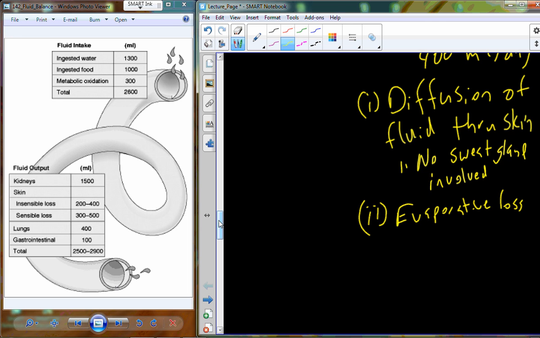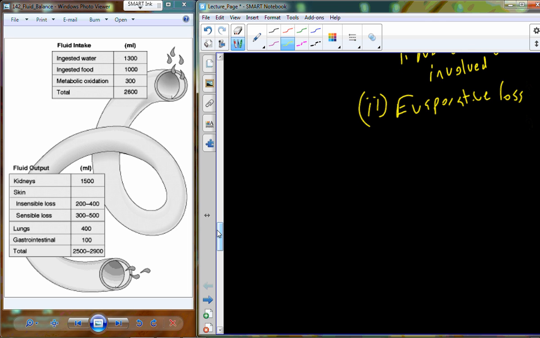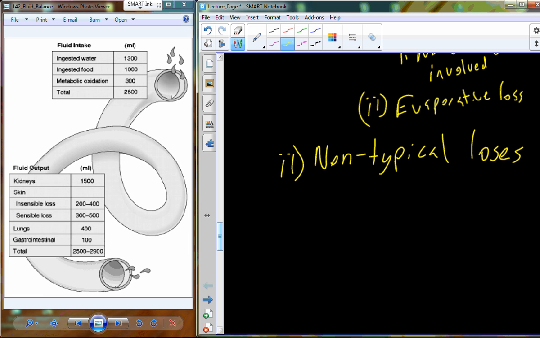Although there are five main losses, and I said that this is what it would look like under normal physiology. So what are some non-typical losses? What are some examples of non-typical losses? In other words, what are some ways that we can lose water that we normally don't lose water through?